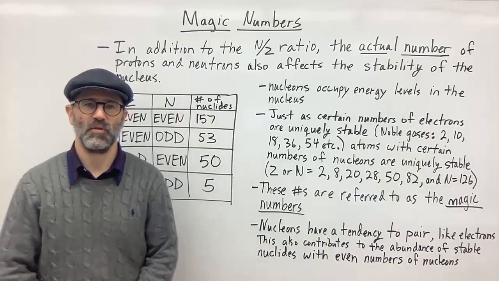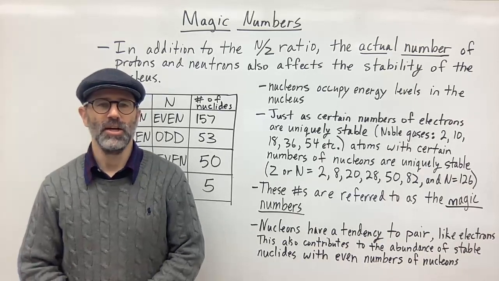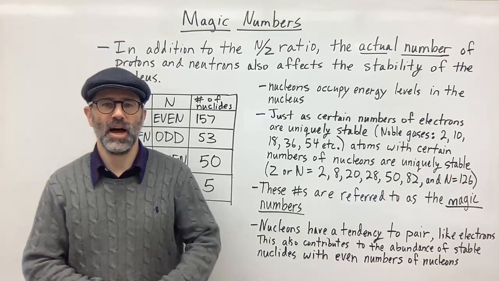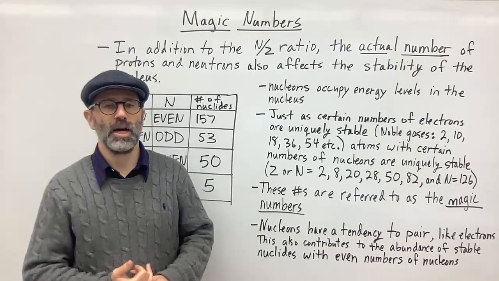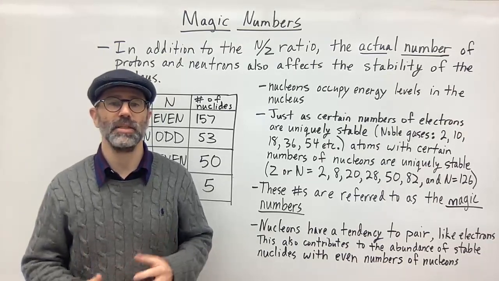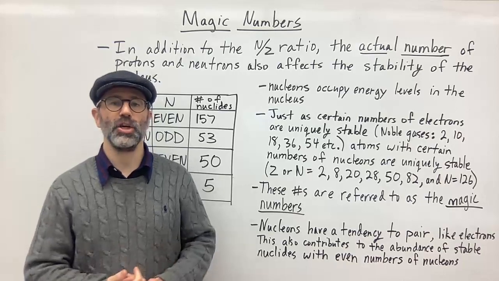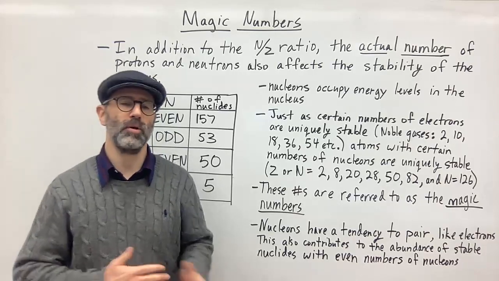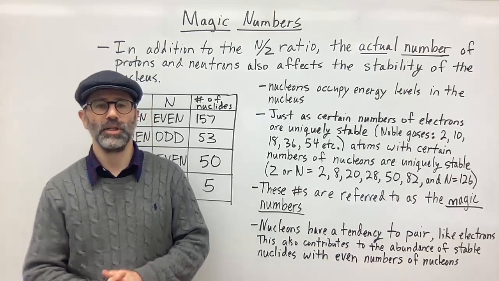My name is Mr. Kovalt, and in this video I'm going to be going over magic numbers. We talked about in my last video how the neutron to proton ratio is an indicator of the stability of a nucleus, but not only the ratio, the actual numbers of protons and neutrons also affect the stability of the nucleus.